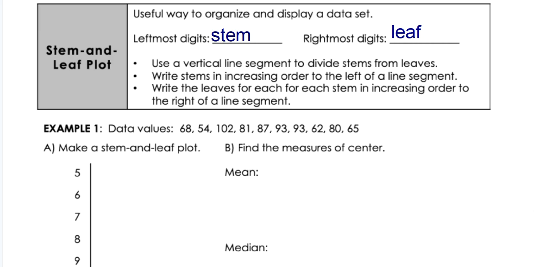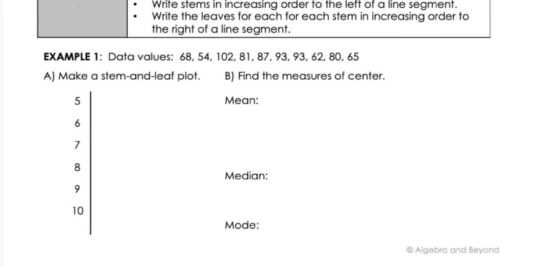We use that vertical line segment that you can see in that example to divide the stems from the leaves. The stems always go from lowest to highest on the left side of the line. And then the leaves also go from lowest to highest on the right side. So let's look at an example of these over here.